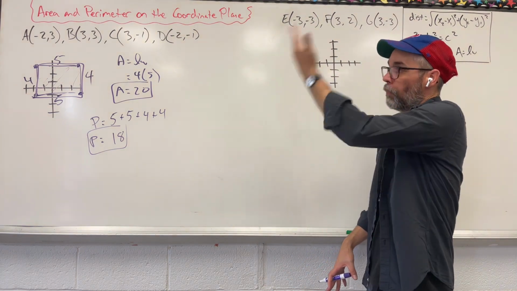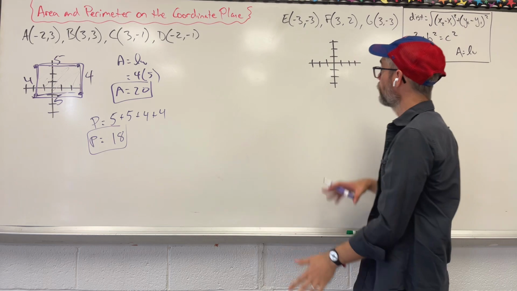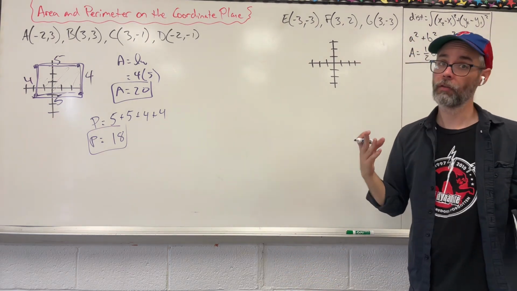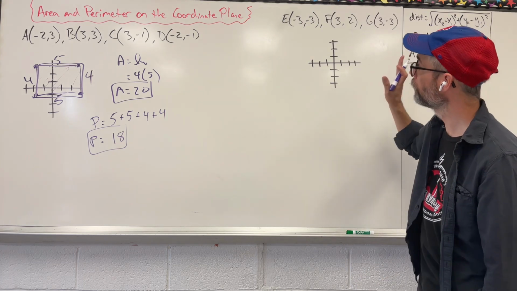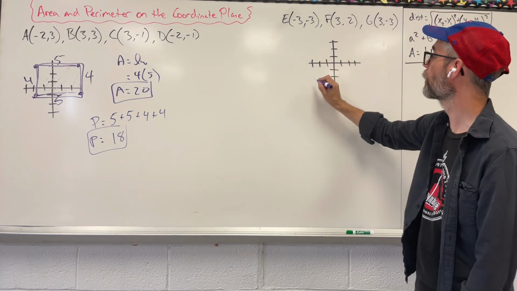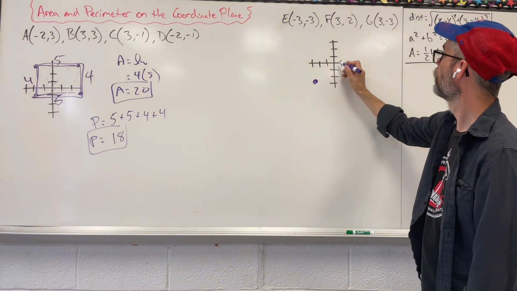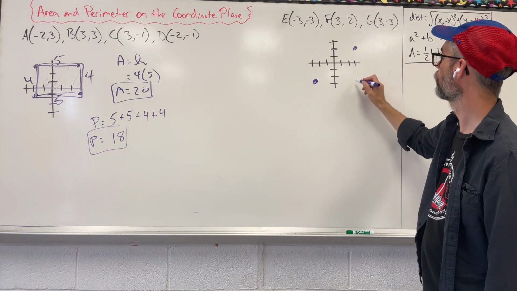Okay, so that's with a rectangle. What happens when I have 3 coordinates? With 3 coordinates, less coordinates should be less work? Not necessarily. But before we get there, let's plot them. We go back 3, down 3, over 3, up 2, over 3, down 3.